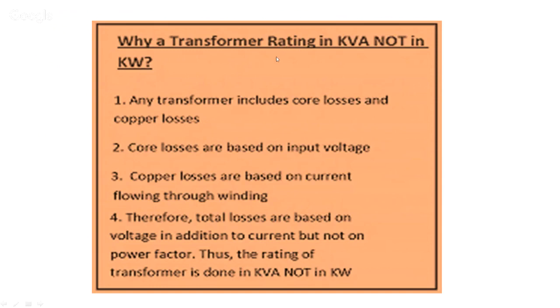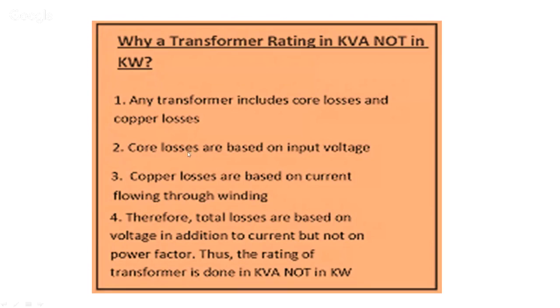A transformer is a device which transfers power from one circuit to another circuit. It does not consume power. In any power consuming device, the rating will be in kilowatts. Whereas in case of a transformer, it includes core losses and copper losses. Core losses are due to the iron core that you are using, and copper losses are due to the current flowing in the windings. Copper losses are also I squared R losses.